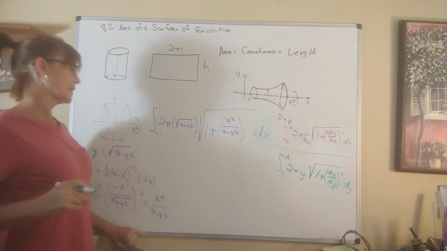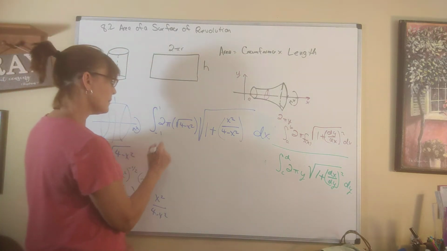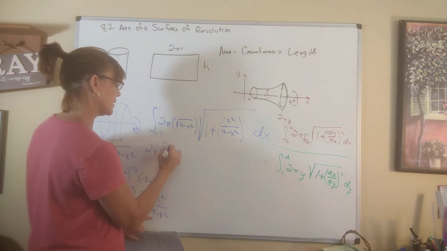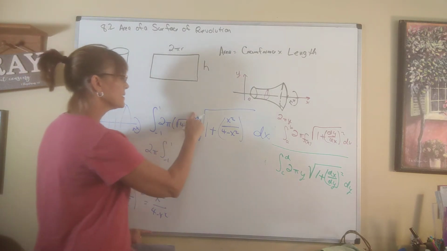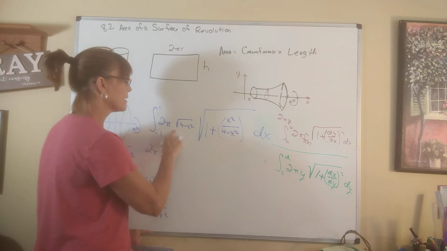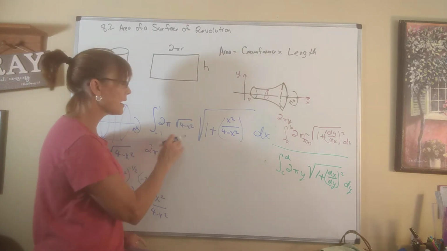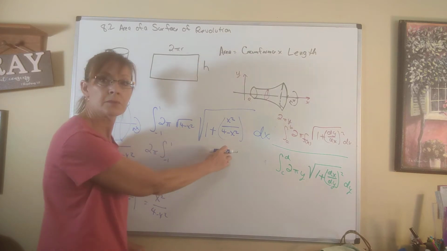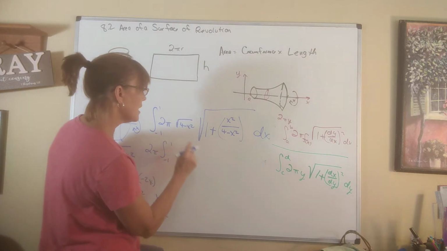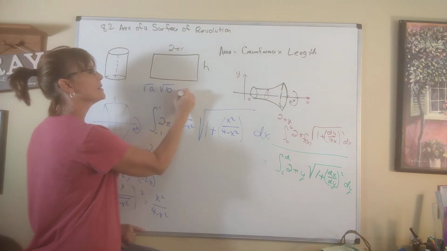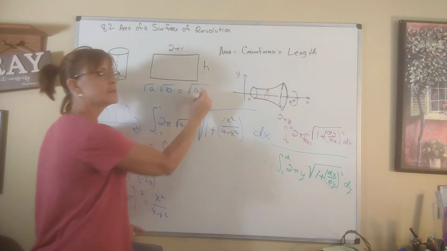All right, so it goes like this. I'm going to pull the 2 pi out here. I don't have to worry about that. Integrate from -1 to 1. Watch this. This is the square root of something times the square root of something. We are allowed to distribute that in there. So let's do that. If we have the square root of a times the square root of b, this is the square root of a times b.